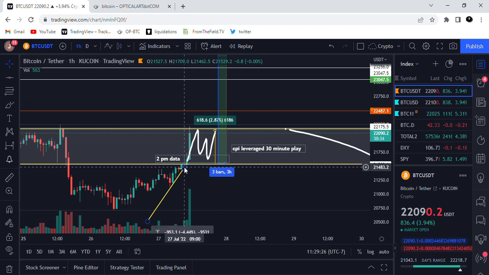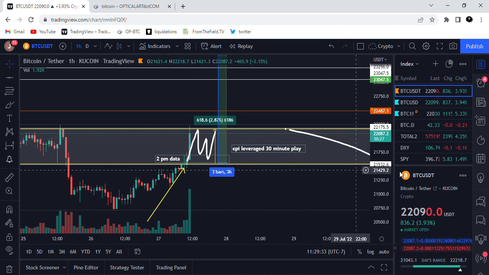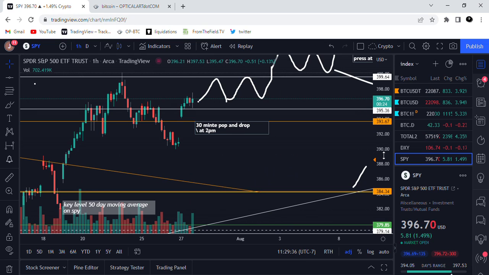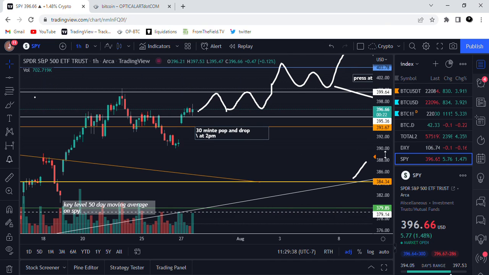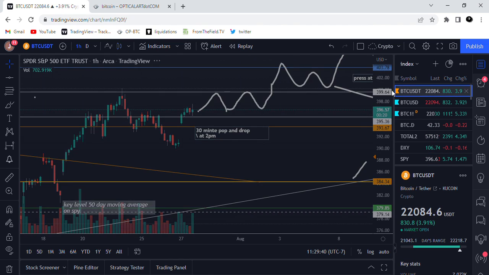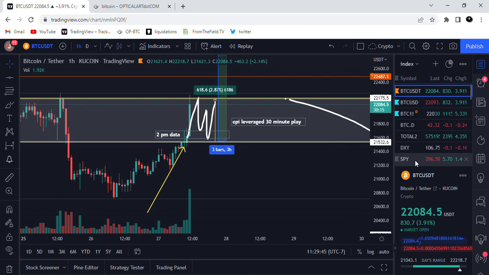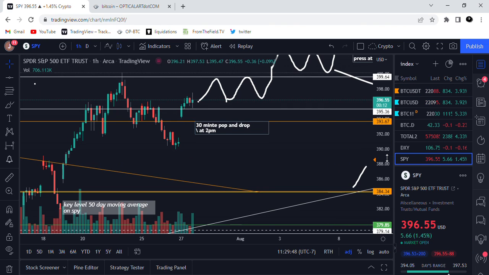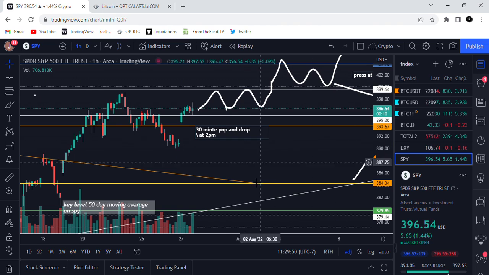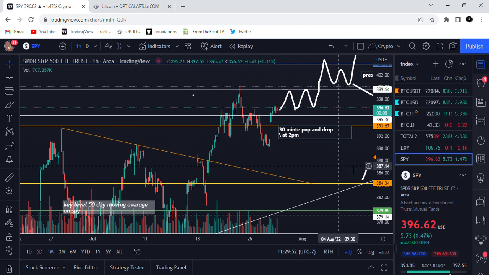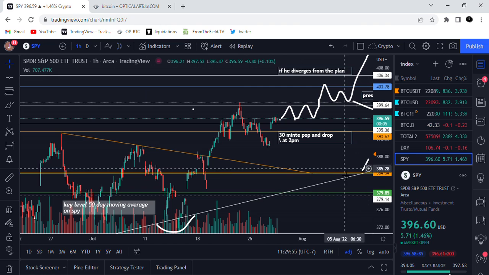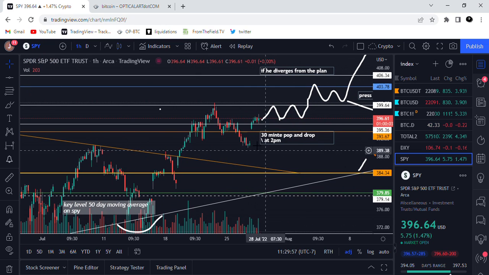And so based on CPI data coming out, what you have is basically a 30-minute pop and drop on the SPY, right? And actually on the SPY, it's going to be more like a 10 to 15-minute interval, but that will play out on Bitcoin in a 30-minute interval. So around 1:50 today, there's going to be volume that comes in.